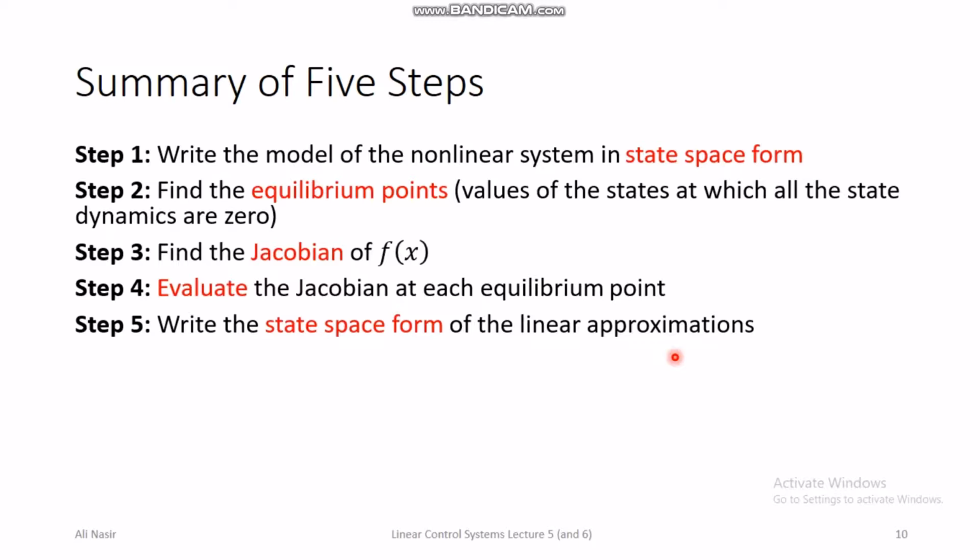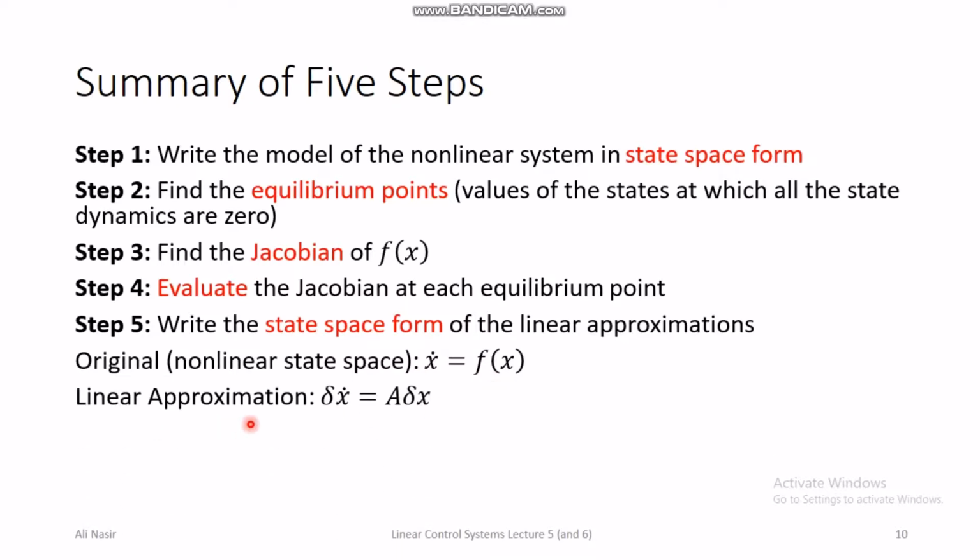In fact, there are as many linear approximations as there are equilibrium points. The original nonlinear state space would be something like x dot equal f of x. Linear approximations would look like delta x dot equal A times delta x. In many books, this delta is not written with the linear approximation. The linear approximation is written just like this state space.